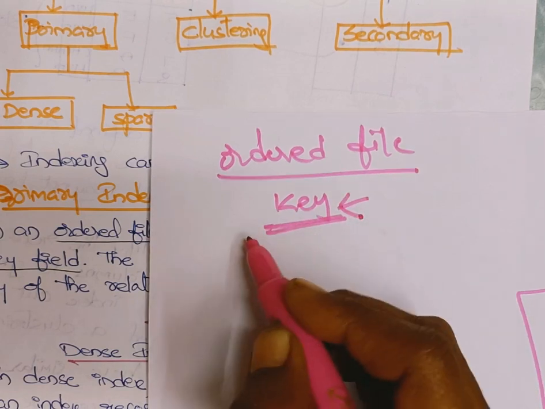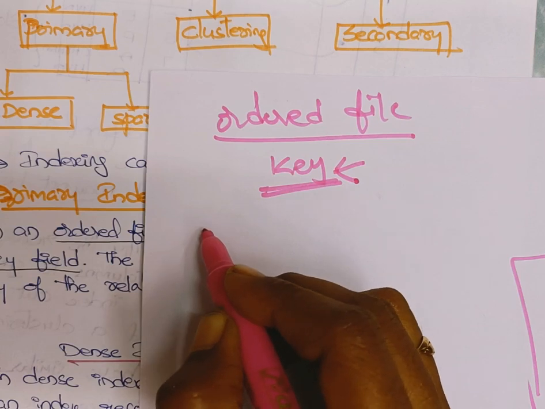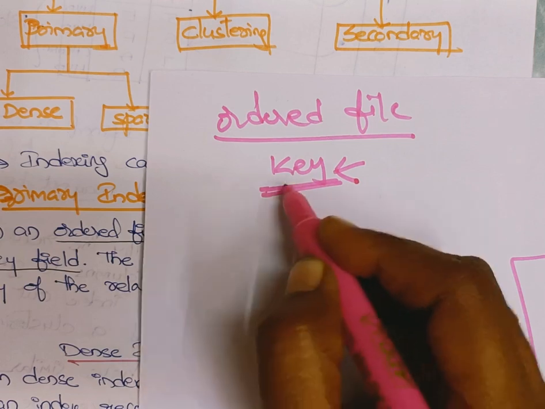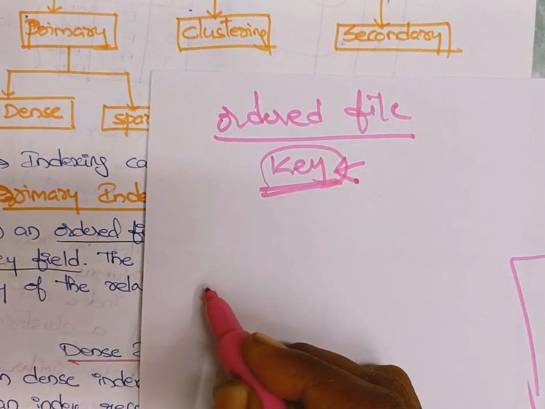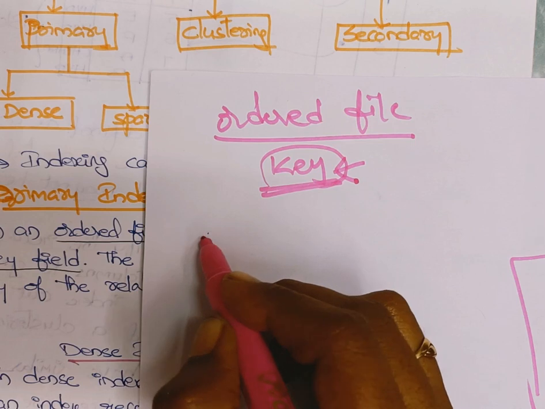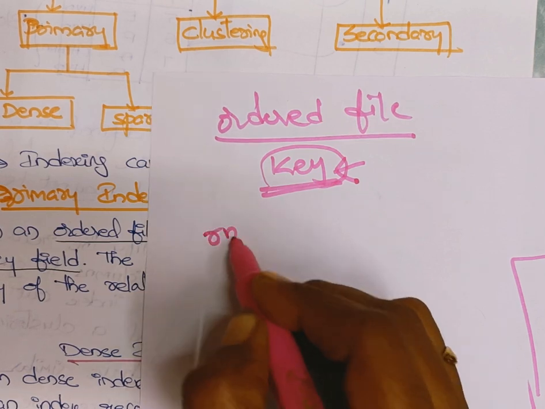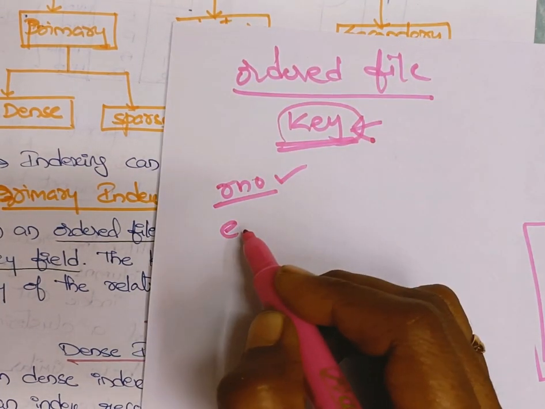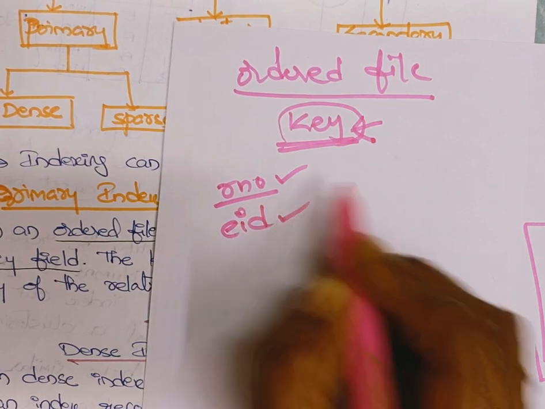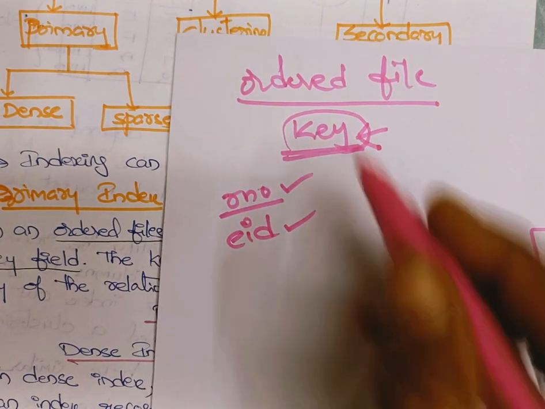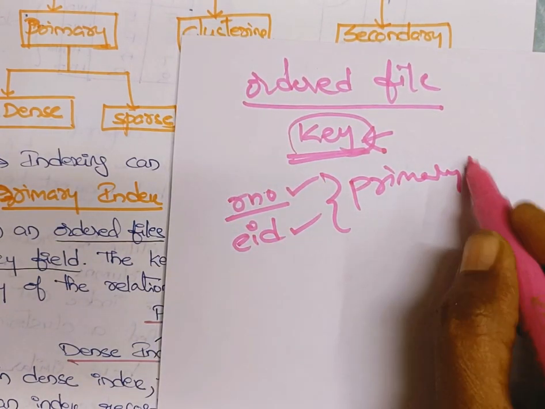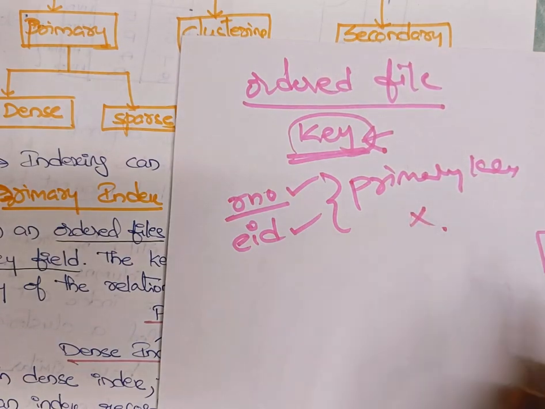The table should consist of a key field. What do you mean by key field? If any attribute uniquely identifies a row, then that is a key. For example, if you consider a student table, the student roll number must be unique. Each and every student must have a different roll number. If you consider an employee table, the employee ID is unique. That is the primary key, which doesn't take any duplicate values and doesn't contain any null values.